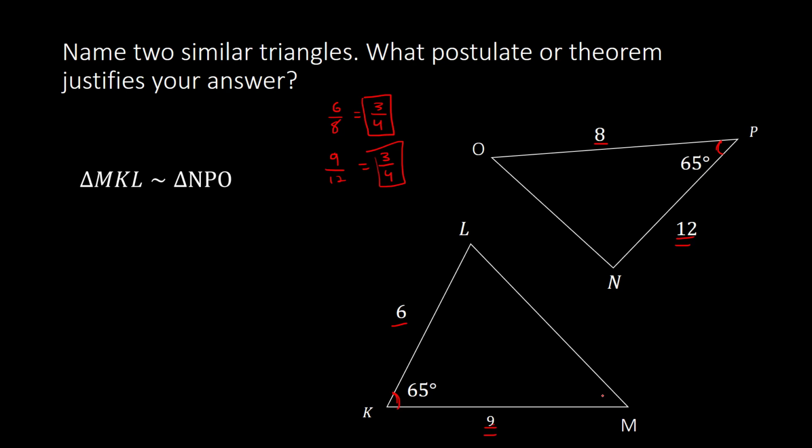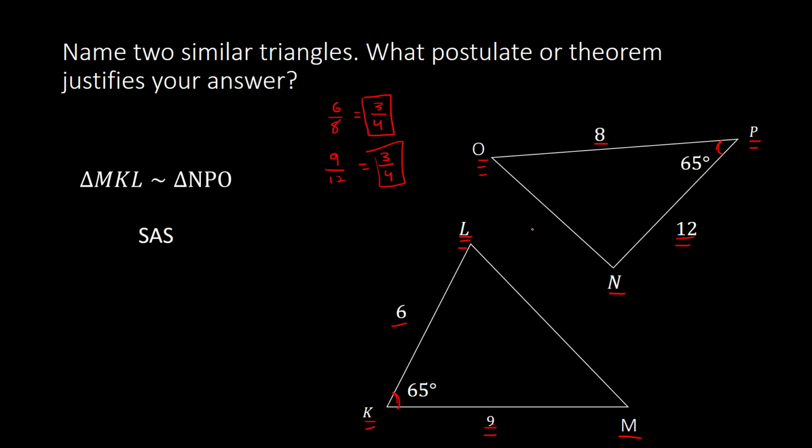So make sure that when you write this, that the corresponding vertices match up with each other. So when I write that we have similar triangles, we have triangle MKL, and those vertices pair up with the N, and then the K pairs up with the P, and then the O would pair up with the L. So the order does make a difference. Make sure that you have the vertices paired up appropriately. And so this would be similar because of the side angle side theorem.